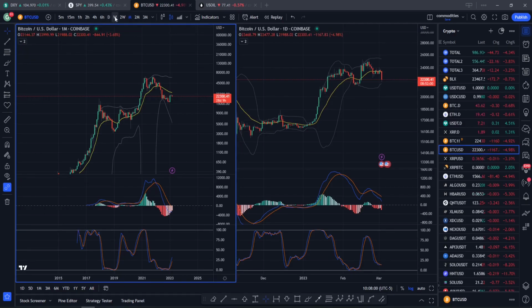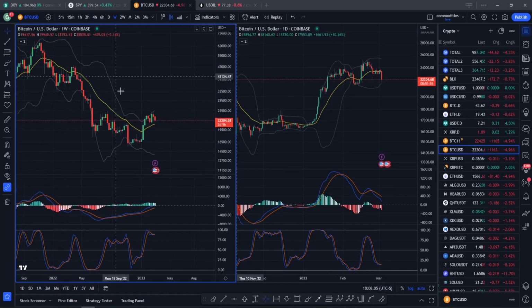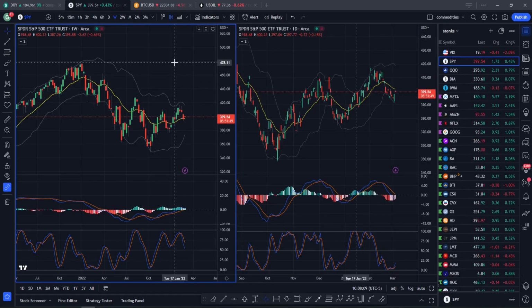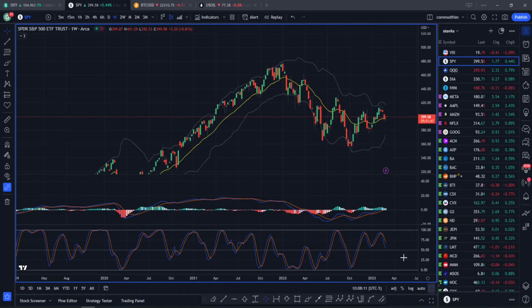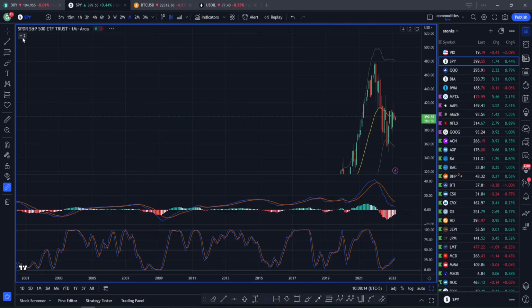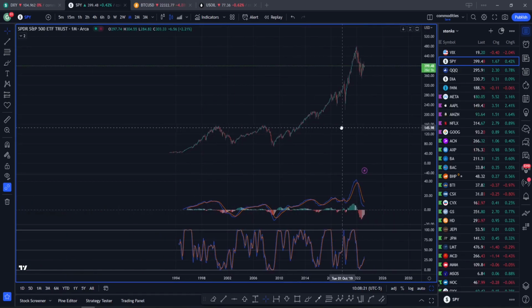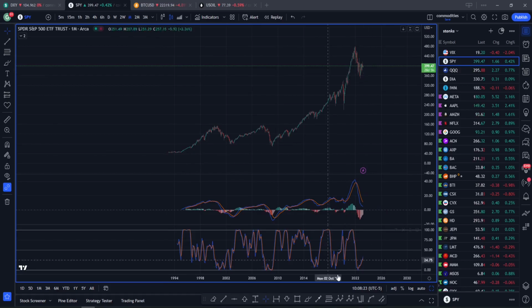I want to show you the difference here on the S&P 500, how the log and the normal scale looks. So we'll open this up and go to a monthly. So here is your S&P 500 SPY ETF on a monthly chart. As you can see, this is how it looks. You have your pullbacks during your recessions, and then you just have your parabolic rise.